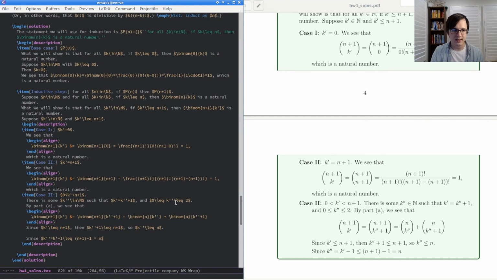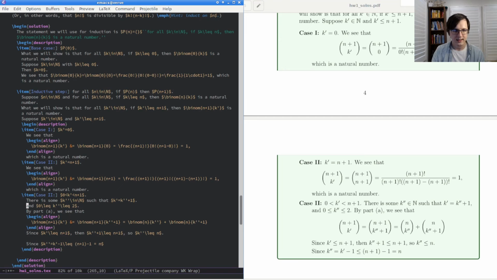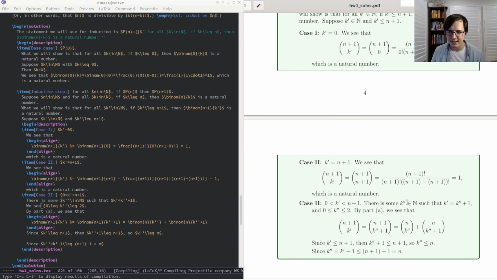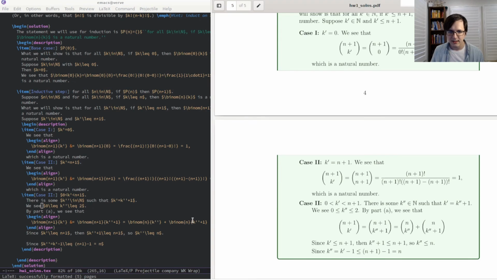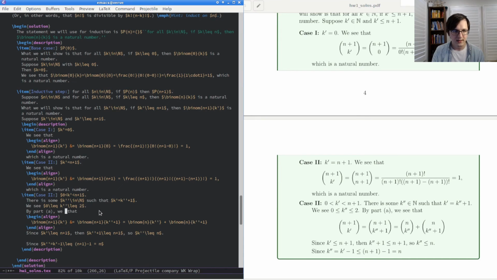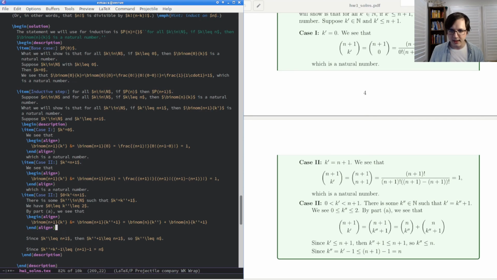So I'll clarify that by saying we see. And I just don't like seeing sentences right after each other, so okay, we have that. Okay, so by part A we have this, and okay, so now since k prime is less than or equal to n plus 1, well, do we need that anymore?